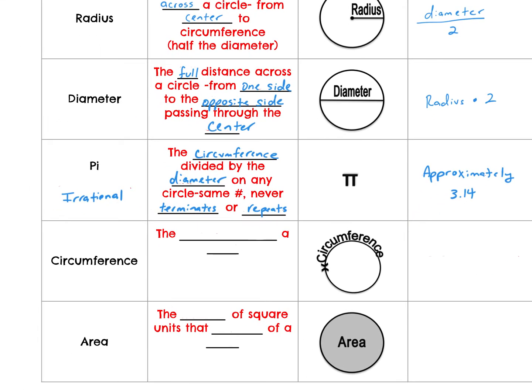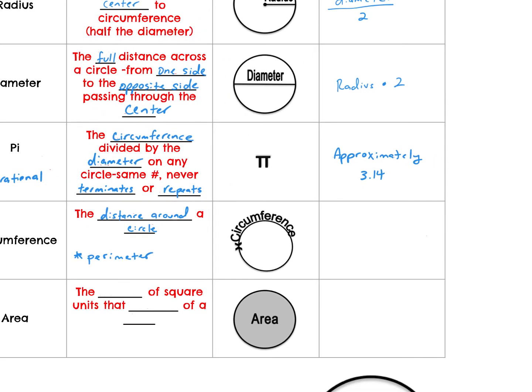Next is the circumference. This is the distance around a circle. It is very similar to calculating perimeter, like for a rectangle or a triangle or a trapezoid. Circumference is just the name we use for a circle. It has a special name, and it has a special formula to calculate.